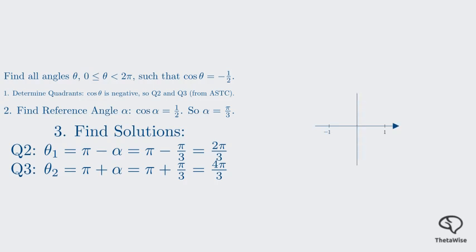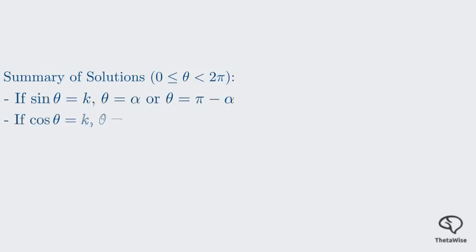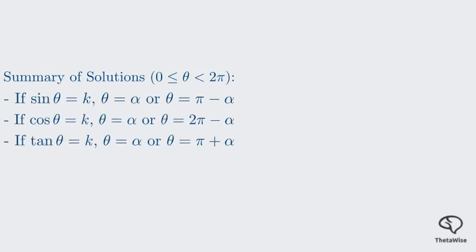We draw a vertical line at x equals -1/2. This line intersects the circle at 2 points, one in the second quadrant and one in the third, as predicted. The angles are 2π/3 and 4π/3. Here are the general formulas for finding the second angle based on the first angle, the reference angle. For sine, it's 180 or π minus the angle. For cosine, it's 360 or 2π minus the angle. For tangent, it's 180 or π plus the angle.